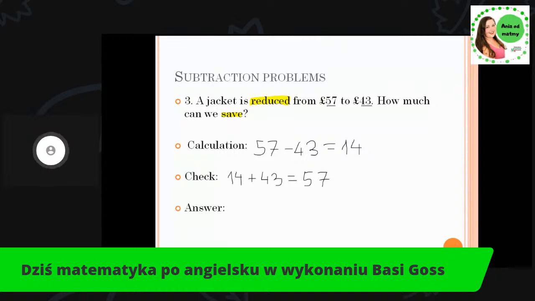And I'm waiting for beautiful sentences. So the answer using a sentence would be we can save £14. The question was how much we can save.